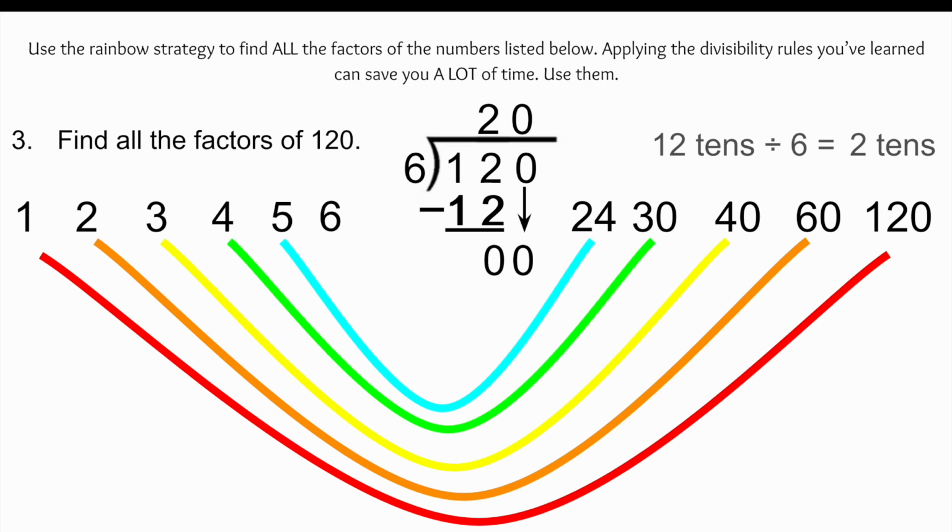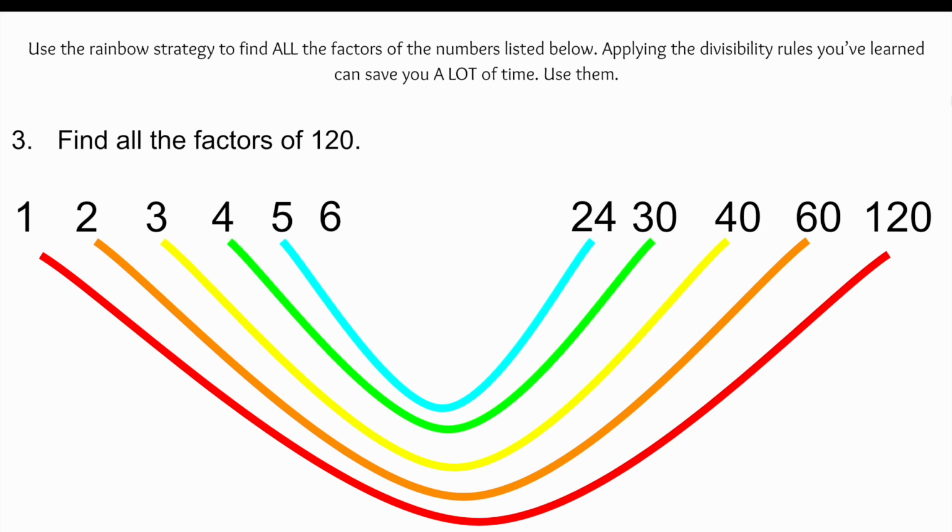All right, so 6 is a factor. Let's write that down. And the other factor is 20. I'm running out of space here, so I'm going to make that a little bit smaller. 6 times 20 equals 120.